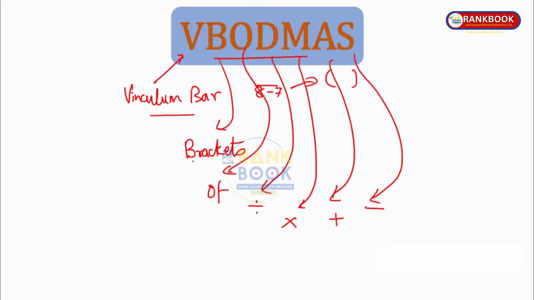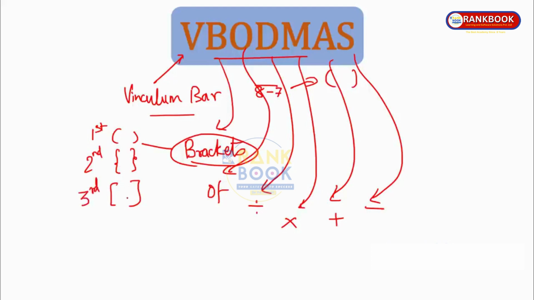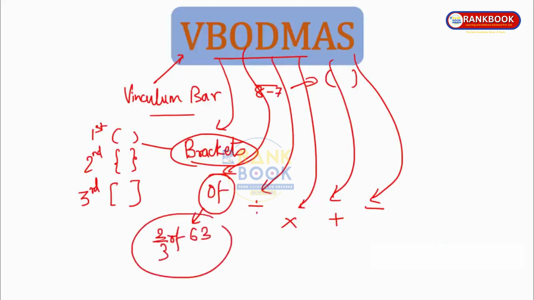After that, the second preference should be given to brackets. Brackets are of three types: circular bracket, curly bracket, and square bracket. First, you must solve the circular bracket. Second, you must go for the curly bracket, and last preference should be given to the square bracket. After that, the 'of' operation should take place, that means, say, 2/3 of 63. This 'of' operation is similar to the multiplication operation, but it should take place third. After that, division should take place, then multiplication, then addition, and then subtraction at the last.